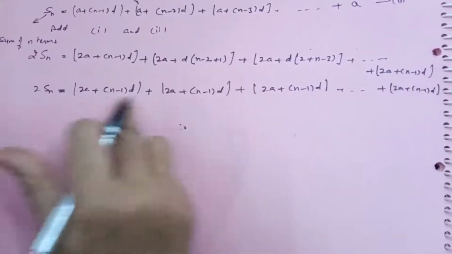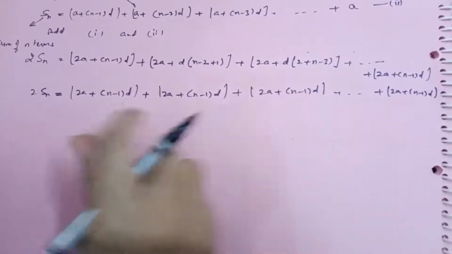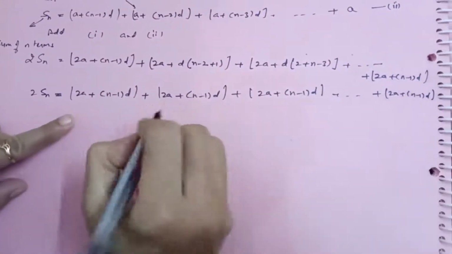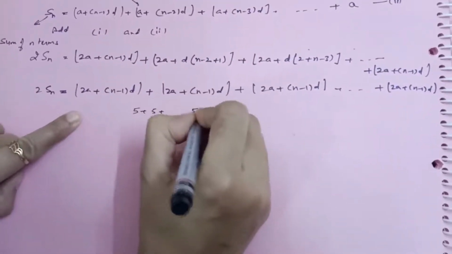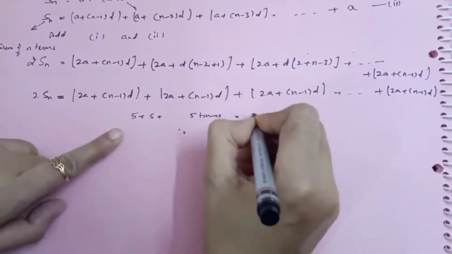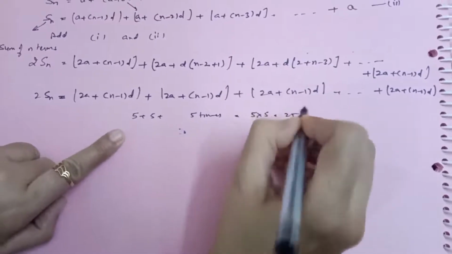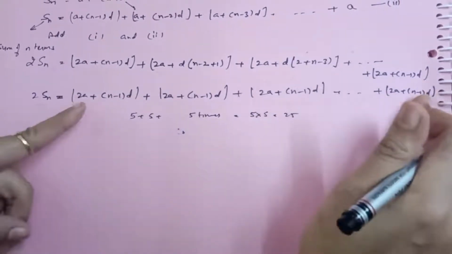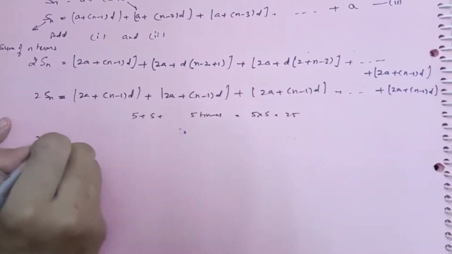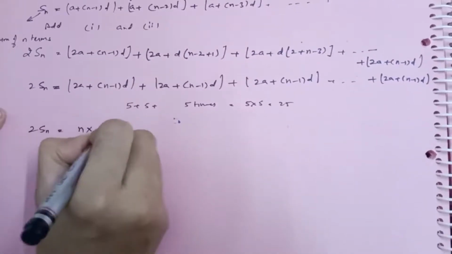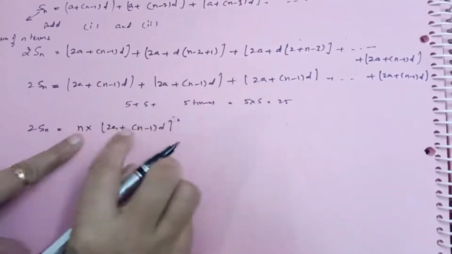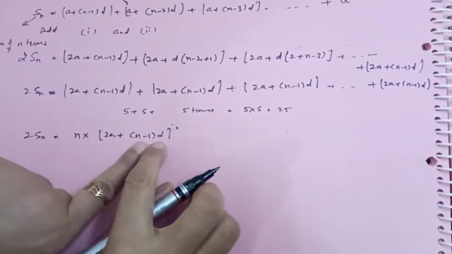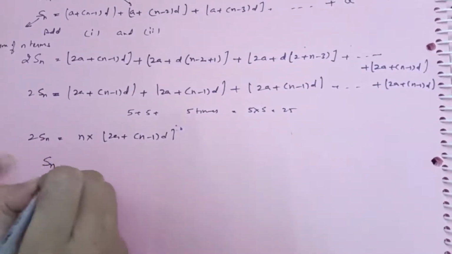Got it or not? All terms are the same, and these are n terms. So if you are adding, suppose, 5 five times, then what will be the sum? 5 into 5 is 25. Now we are adding the same term n times, so twice Sn will be n into (2a + (n - 1)d). So what is your sum of n terms in an AP?